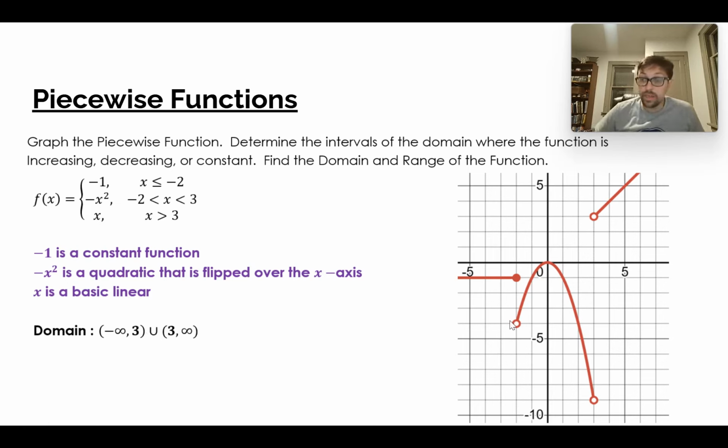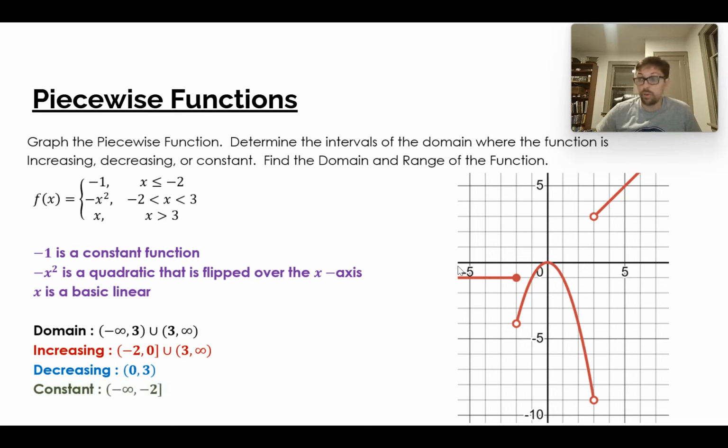This thing is going to be increasing right here. We're not going to be including this -2 because we got an open circle there, and we're going to be increasing over there from 3 to infinity. But -2 to 0, we are going up, and we're going up over here. This is our area where we're decreasing from 0 to 3. Note that I'm talking about these in terms of my x values, and then we're constant for these x values of -2, -3, -4, -5.